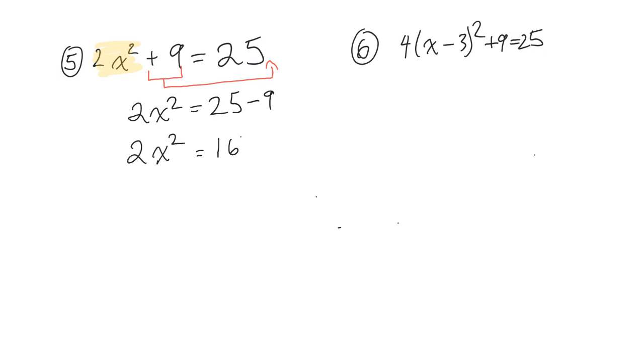Now, we've isolated 2x squared, so now we're going to have to get rid of the 2 that's in front of the quantity that has the squared on it. So let's divide both sides by 2. So now you're left with x squared is equal to 8. So now let's use the square root property again. So we get x is equal to plus or minus the square root of 8.